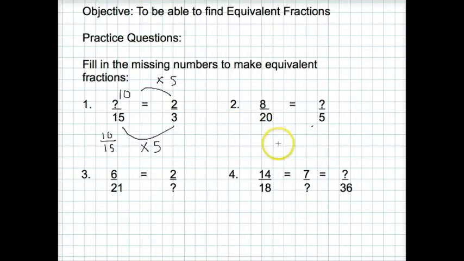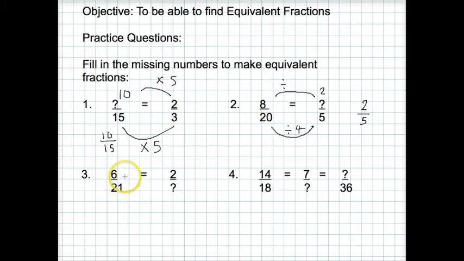Question 2. This time I'm going the opposite way. I'm going from 20 to 5. What have I done to the 20 to get it to 5? Well, I've divided 20 by 4. So I need to do the same to the numerator. If I divide 8 by 4, I get 2. So my second one becomes 2/5 as an equivalent fraction to 8 over 20.